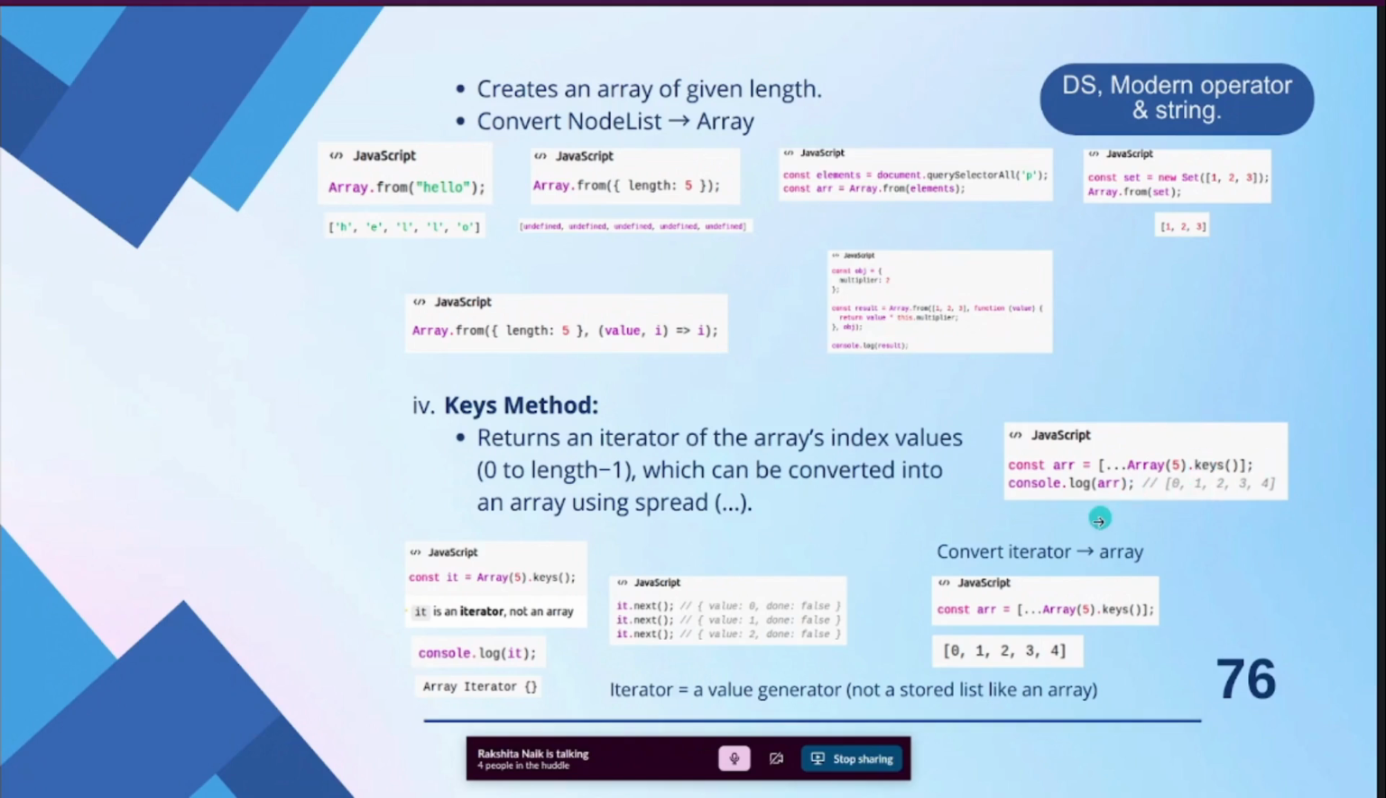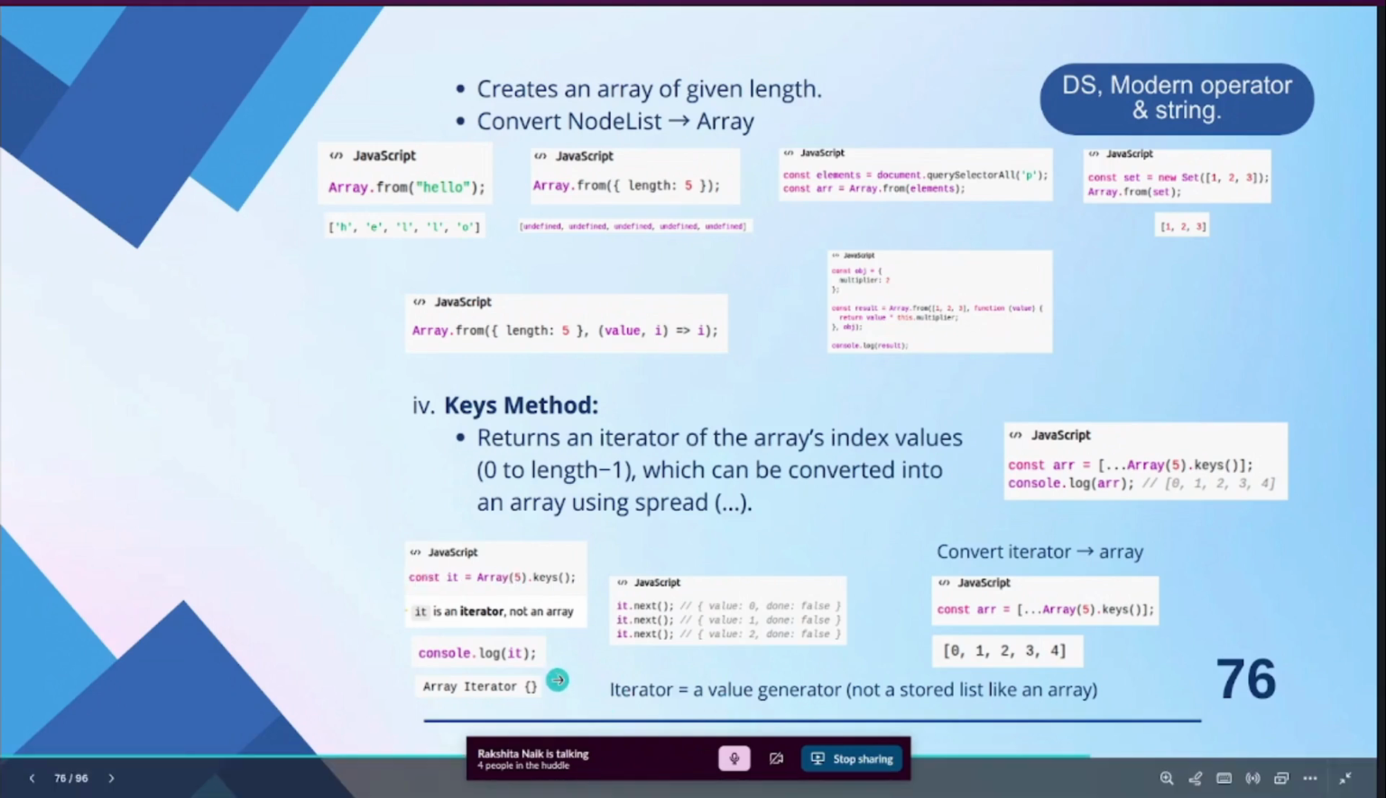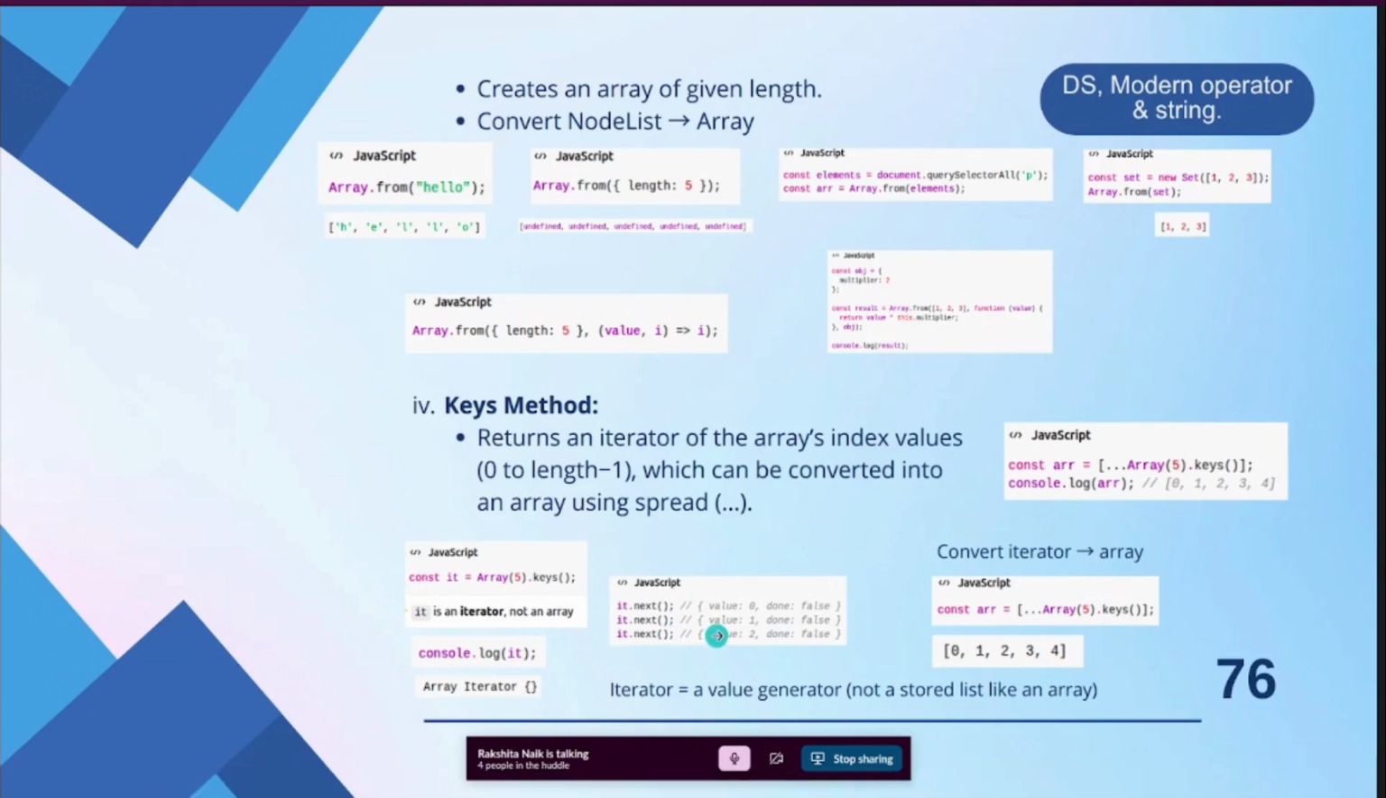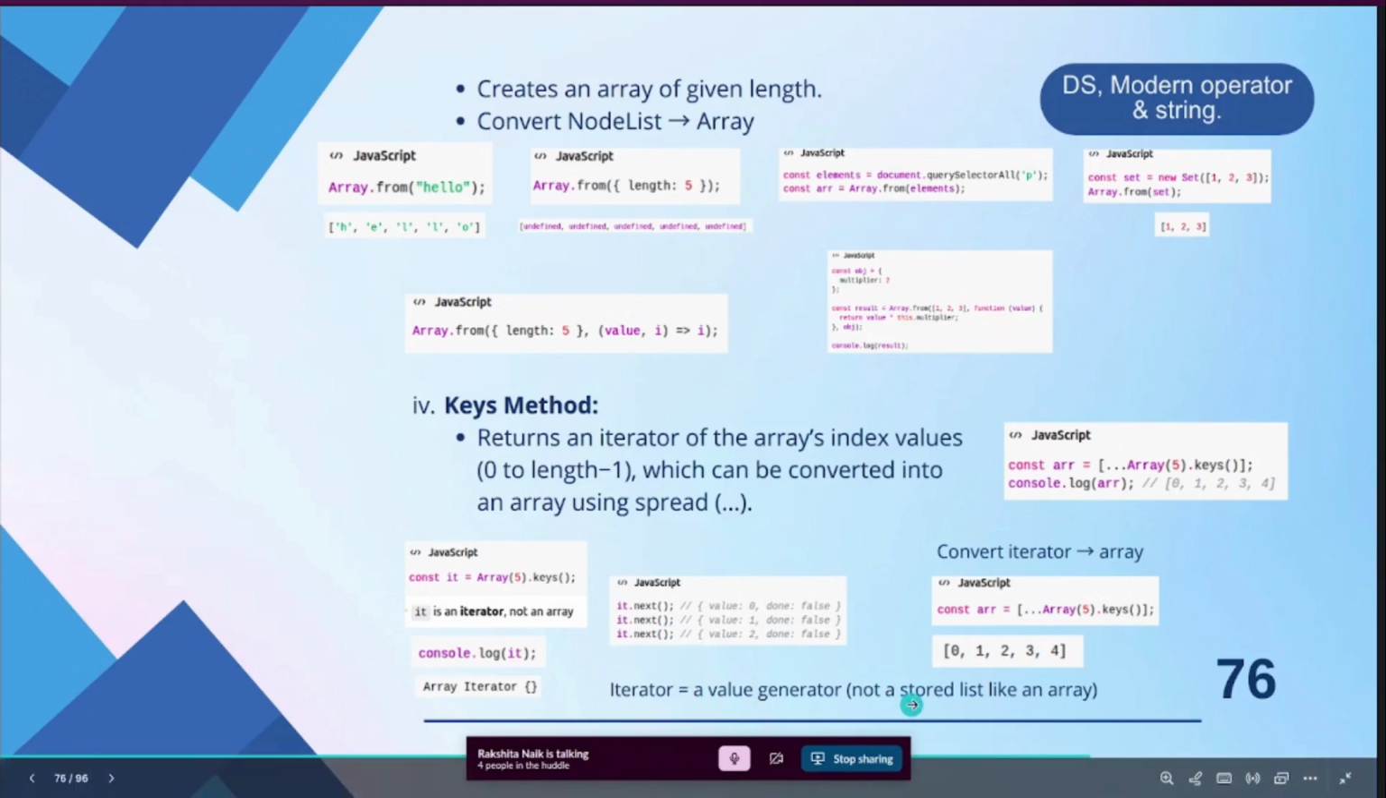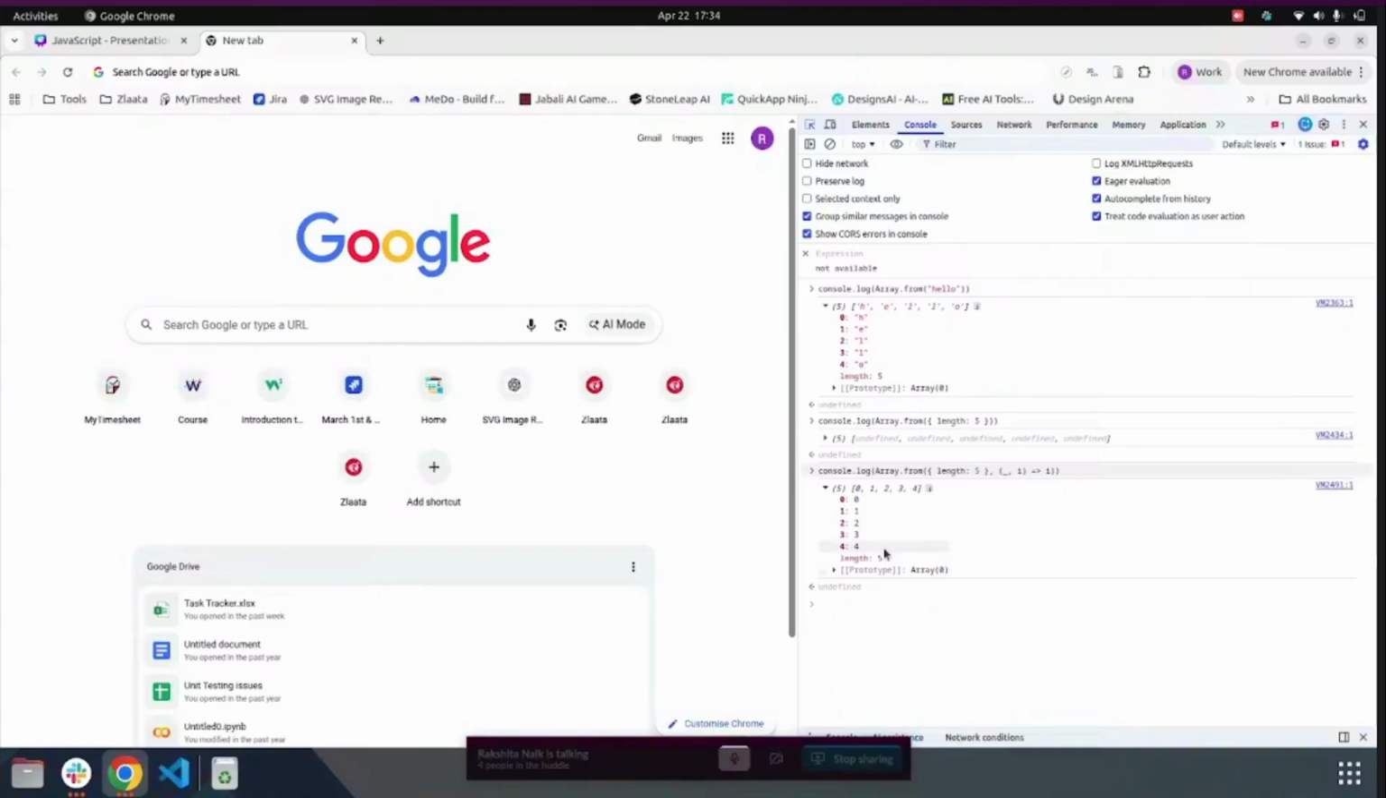Then from the keys method, I am consoling the data. So here you can see it is an iterator, not an array. If I console it, I will get an array iterator. To get a value from this iterator, I need to do next, next, next. It is a value generator, so it is not an actual array. To get an actual array, that time we need to use the spread operator.